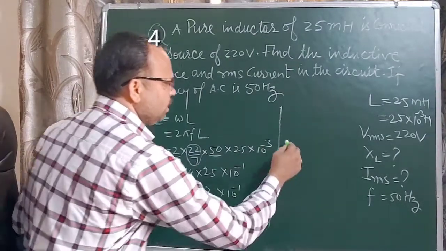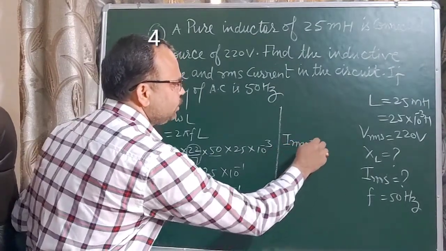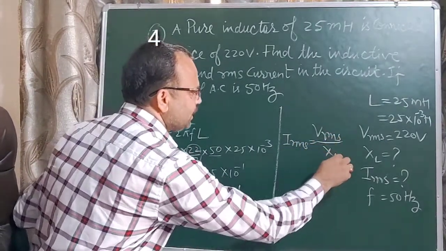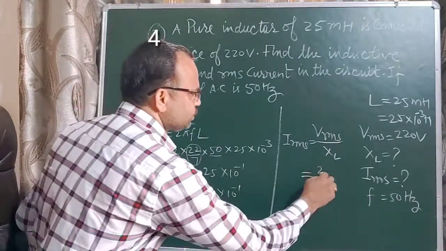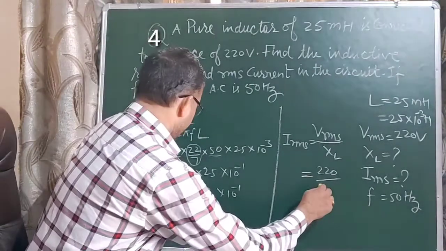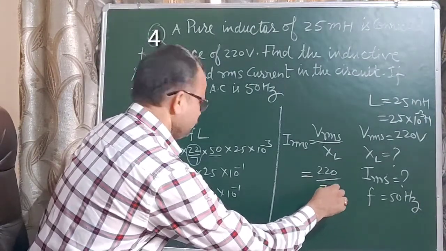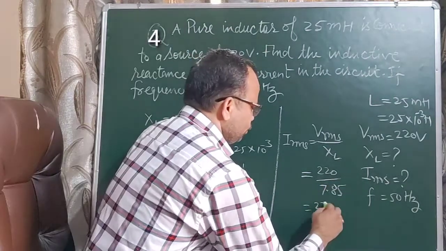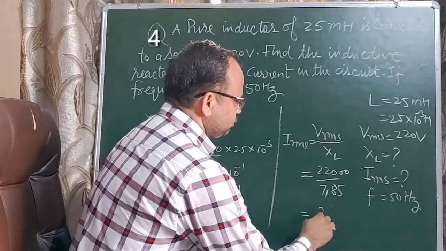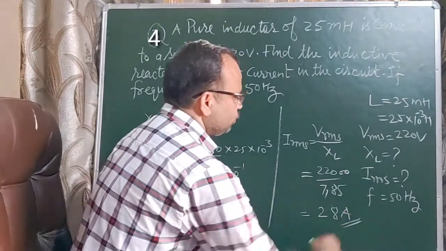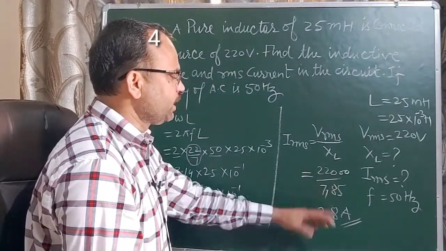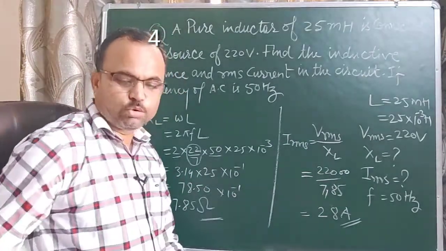Now find the value of IRMS. IRMS is equal to VRMS upon XL. The value of VRMS is 220, upon the value of XL, 7.85. Divide 22,000 by 785, and you will get the answer near about 28 ampere.